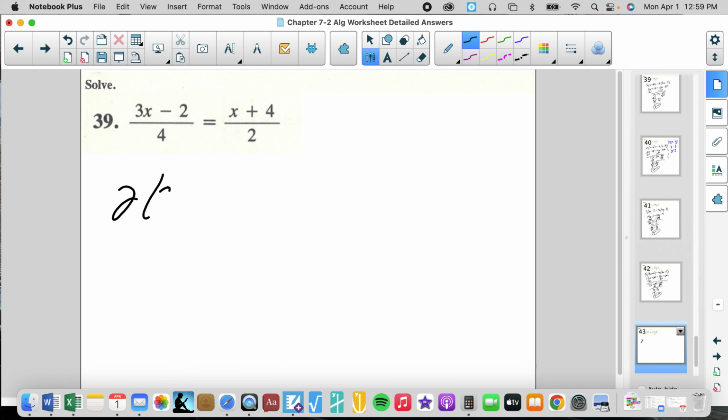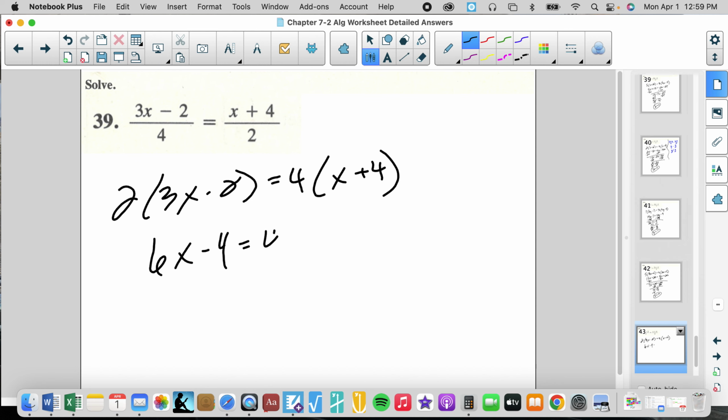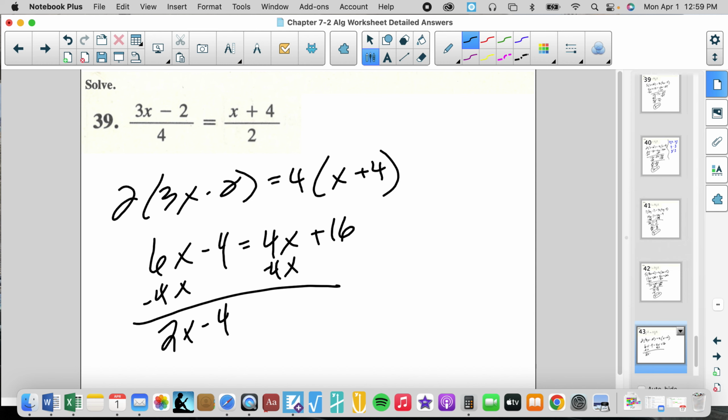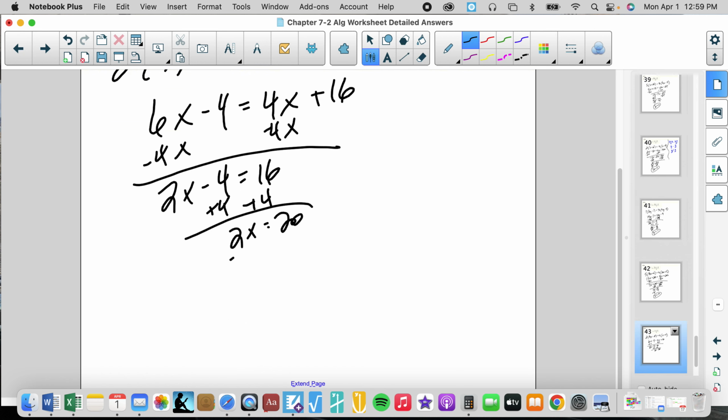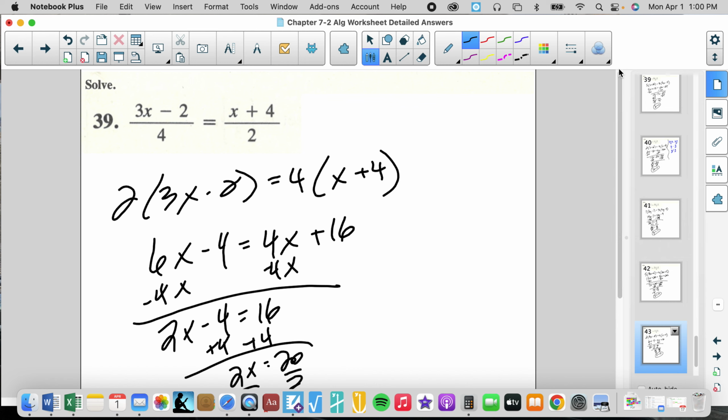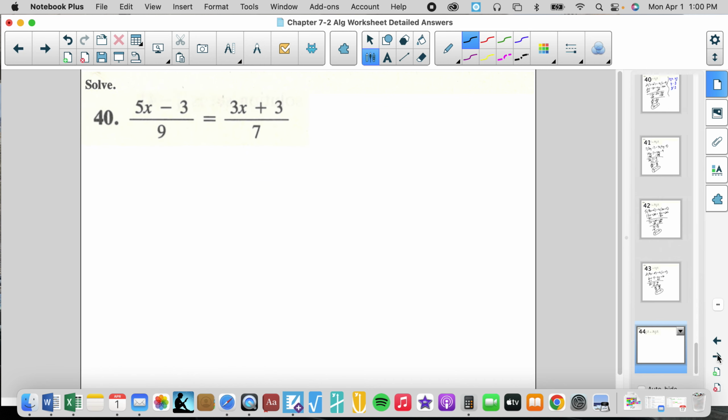Nope. 2 times the quantity 3x minus 2 equals 4 times the quantity x plus 4. 6x minus 4 equals 4x plus 16. Move the variables. 2x minus 4 equals 16. Add 4. 2x equals 20. Divide by 2. x equals 10. Checking real quick. 30 minus 2 is 28, over 4, which is 7. 10 plus 4 is 14 divided by 2 is 7.